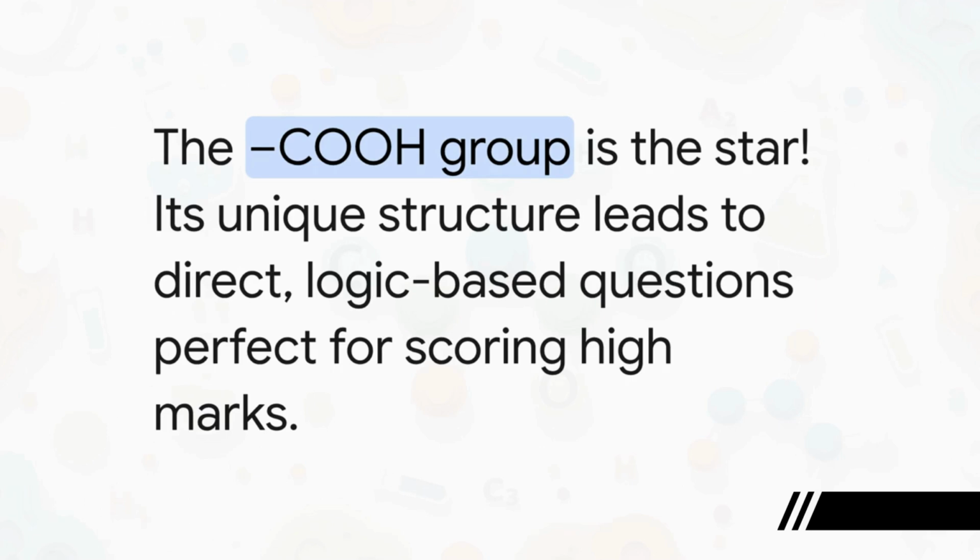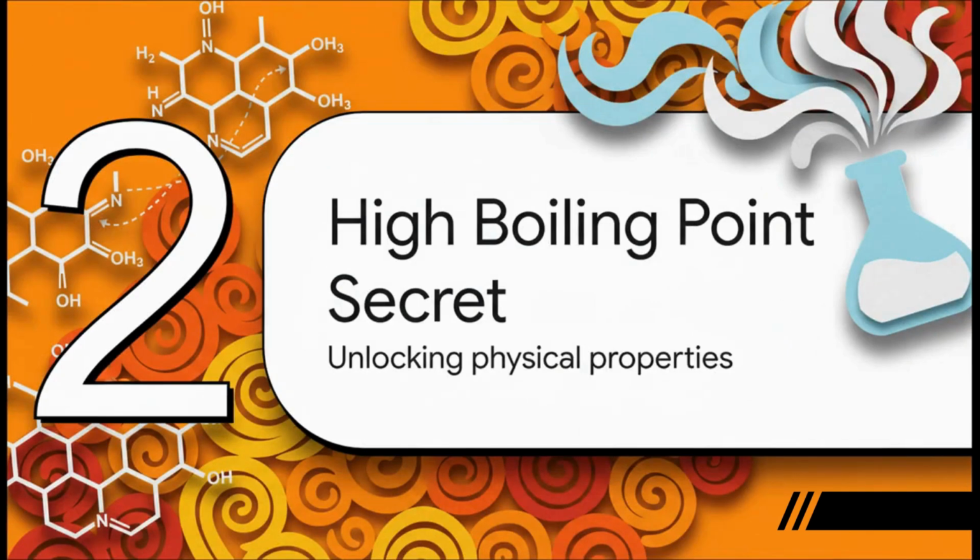You've got a carbonyl group, that's the C double bonded to an O, and a hydroxyl group, the OH, all on the same carbon. If you can understand this one little group, trust me, you've understood the entire chapter. All right, let's get into the first big secret. I can almost guarantee you're going to see a question about why carboxylic acids have these ridiculously high boiling points. So let's break down the why right now so you never ever forget it.